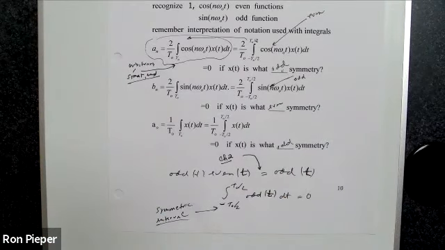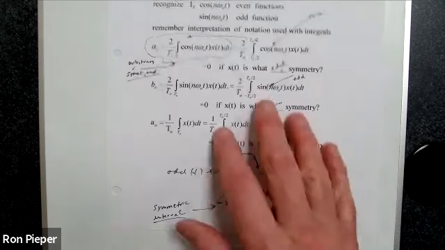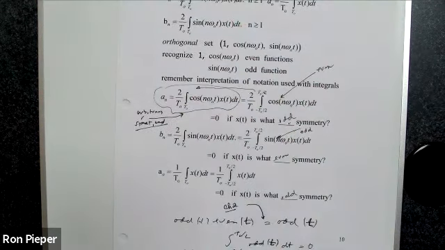So I think the point of this short and sweet discussion was that there are cases where we can use our knowledge of the symmetry of x of t to completely eliminate part of the work we would have to do in the computation of the coefficients, because we can quickly recognize that maybe the ANs or the BNs are 0 and cut the work in half.